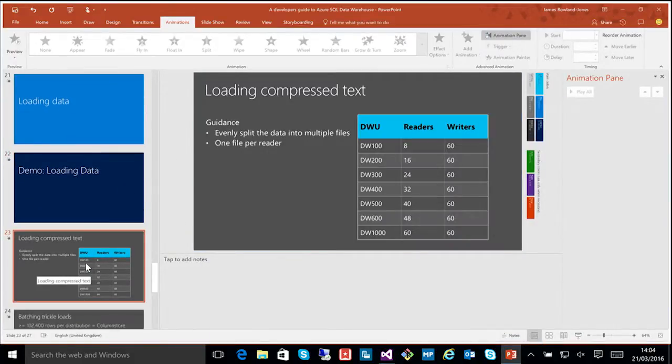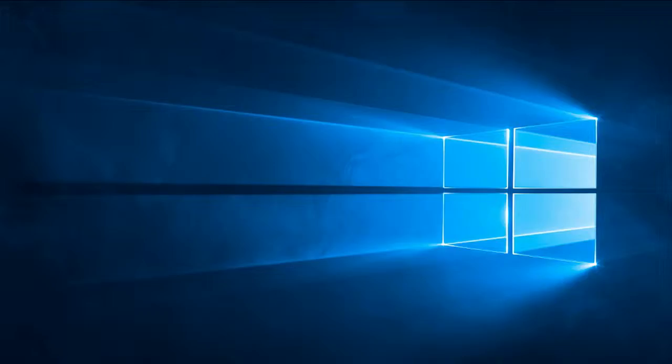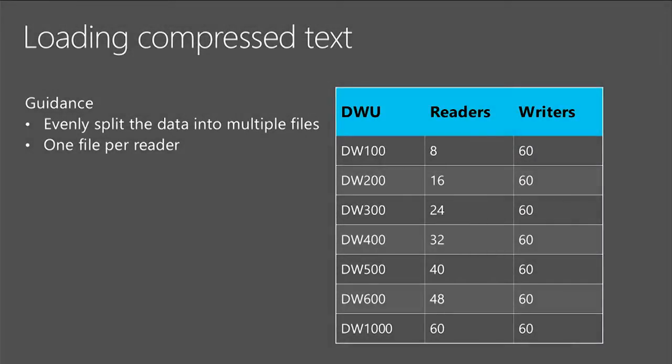And just to give you an idea about where we should be thinking in our heads around loading compressed text, is that we really need to make sure we have at least one file for every reader. This is something where you might consider increasing the amount of scale that you have in your load so that you get more readers. Notice here at DW100 you have 8 readers, which means that you would need some kind of multiple of 8 on the file. But down here at DW1000 you have 60 readers, so you're able to have 60 files and each one of those files be read at the same time.